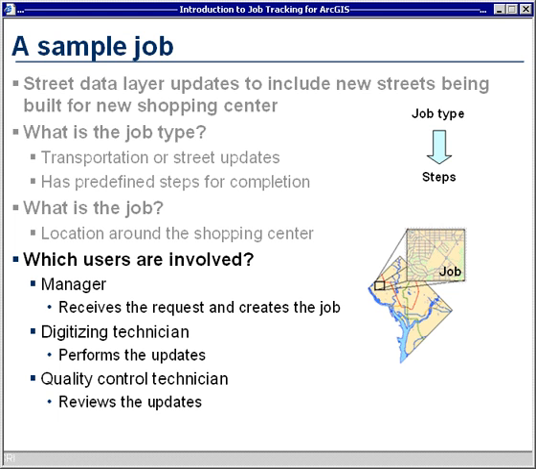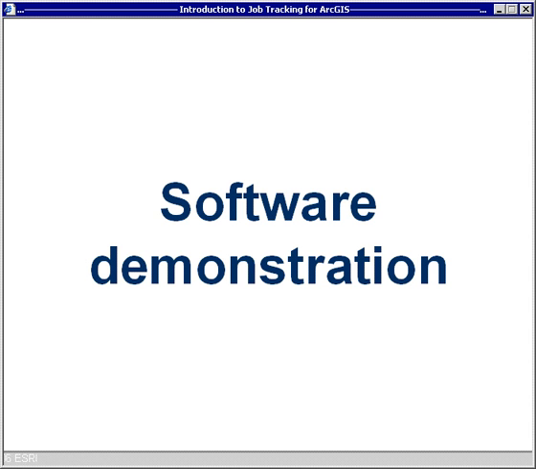The users in our scenario agency are organized into 3 user groups: managers, digitizing technicians, and quality control technicians. Managers set up the jobs, technicians perform our updates, and our QC techs verify that the updates are correct. So let's go to our first software demonstration. In this demo, I'm going to introduce you to the JTX framework.